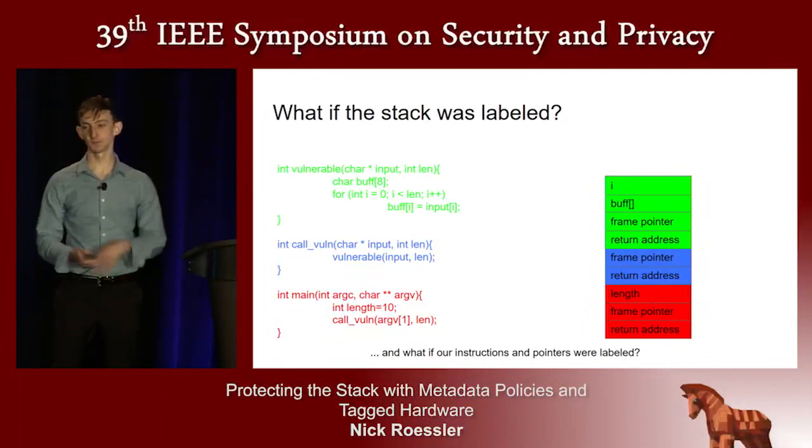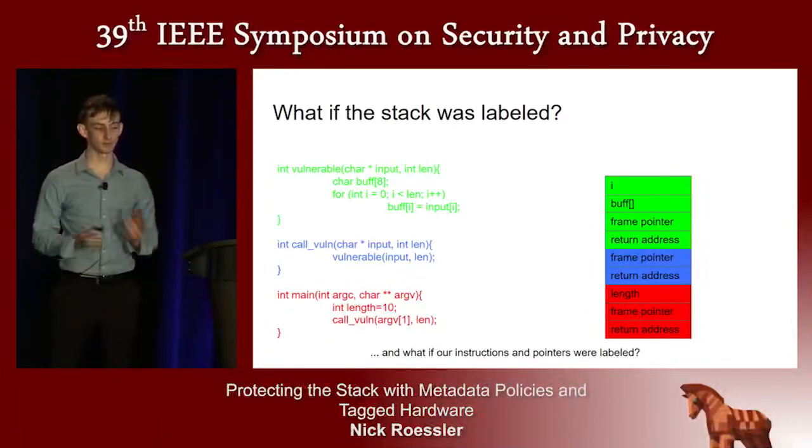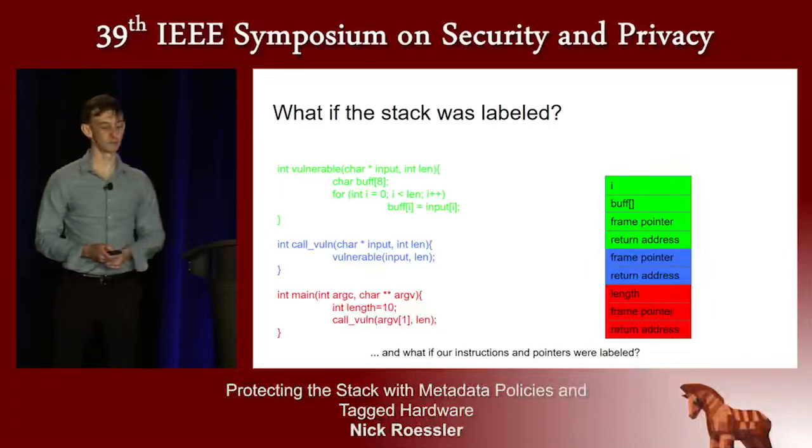So this policy is one of the 3 policies that we look at in the paper. And the rest of the talk, I'll focus on just this policy. We'll see how we can define it more precisely, and then enforce it and accelerate it with the tagged architecture. And then we'll optimize it so it only slows our programs down by a few percent.